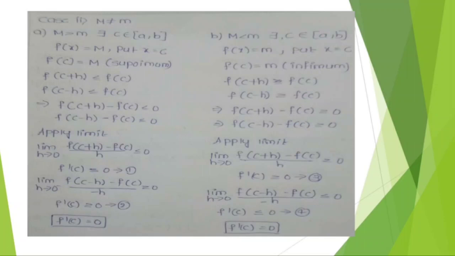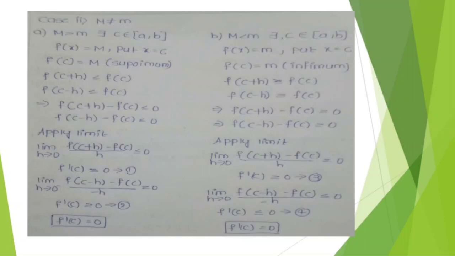Coming to the first point, supremum greater than infimum, there exists a point c belongs to (a, b), f(x) equal to capital M. Replace x by c, f(c) equals capital M. This is the supremum value. Then f(c+h) is less than or equal to f(c), and f(c-h) is less than or equal to f(c). This can be rewritten as f(c+h) minus f(c) less than or equal to 0, and f(c-h) minus f(c) less than or equal to 0.